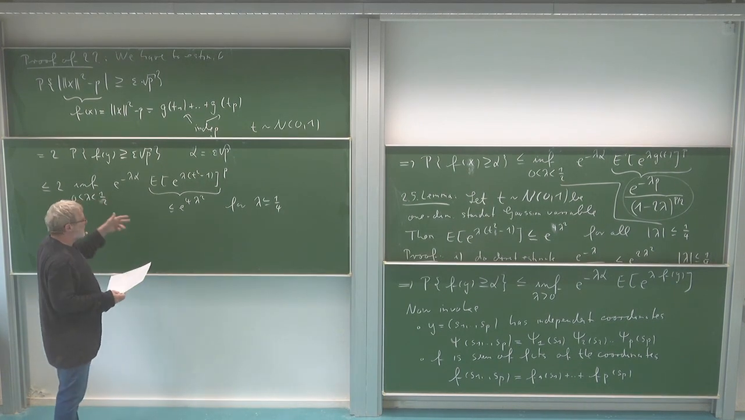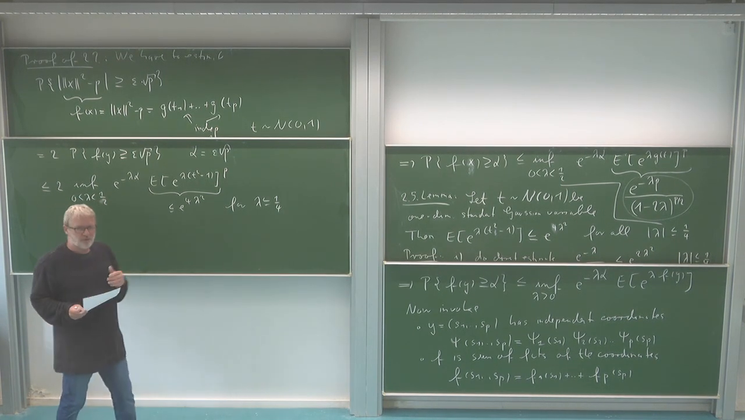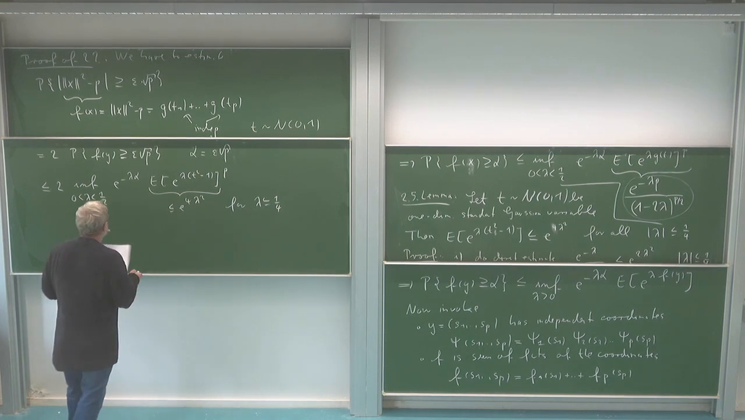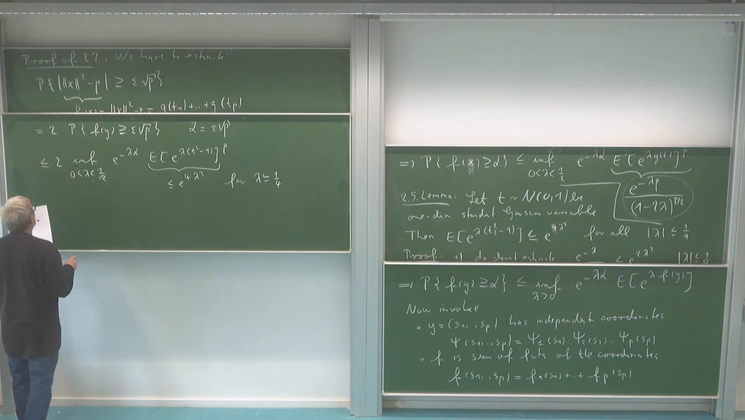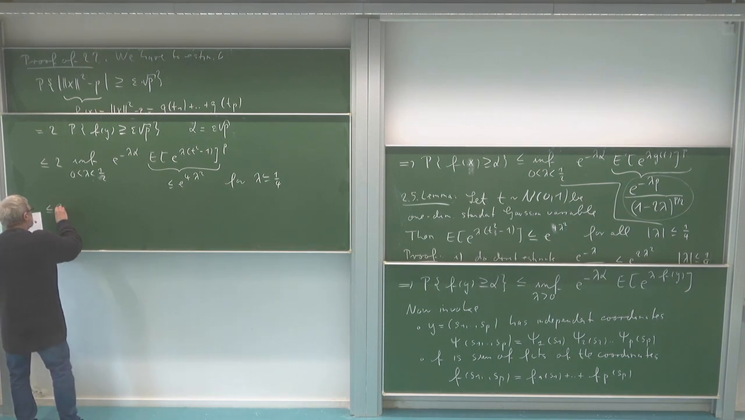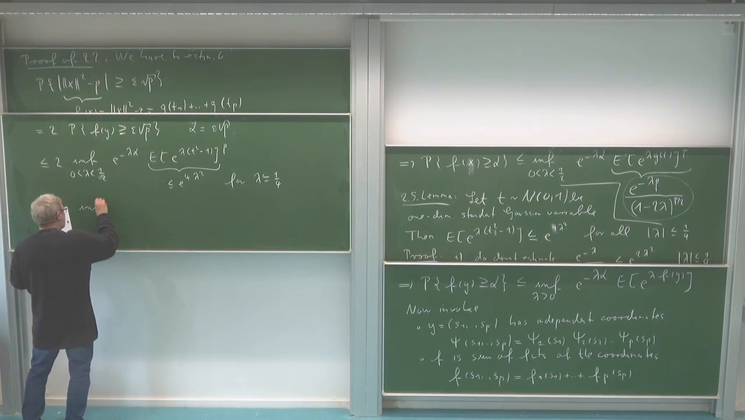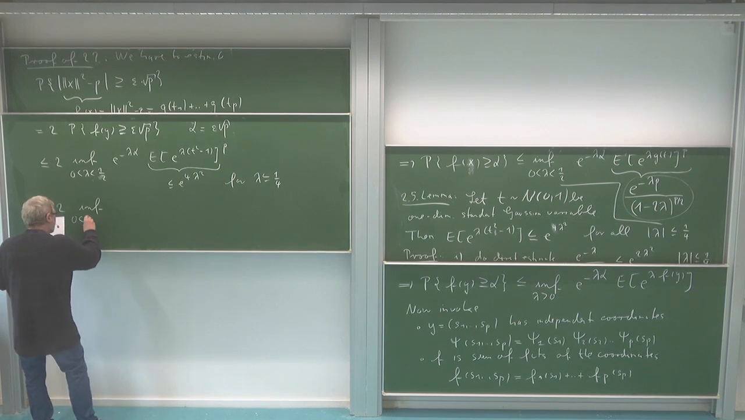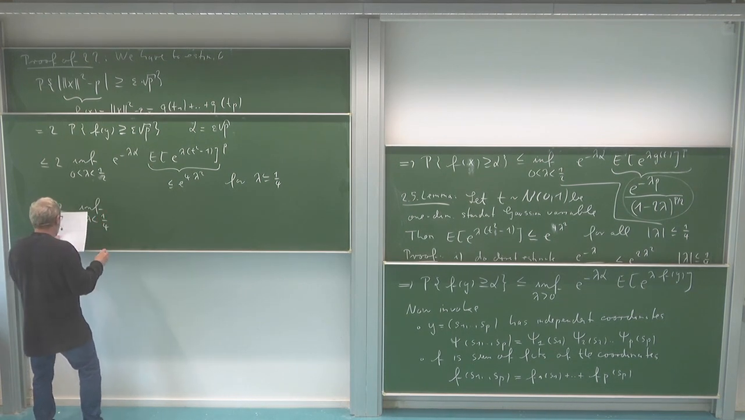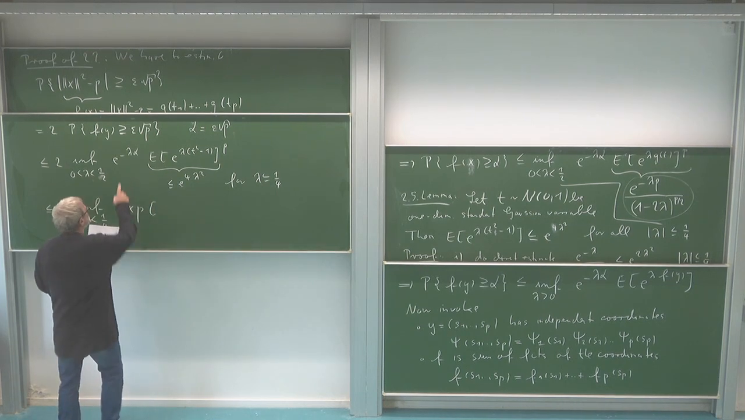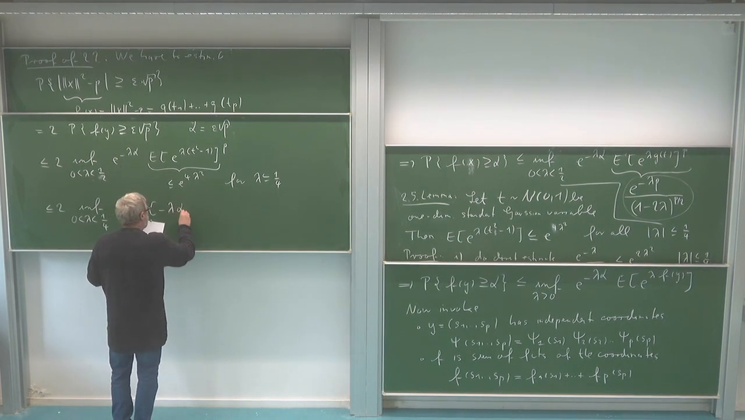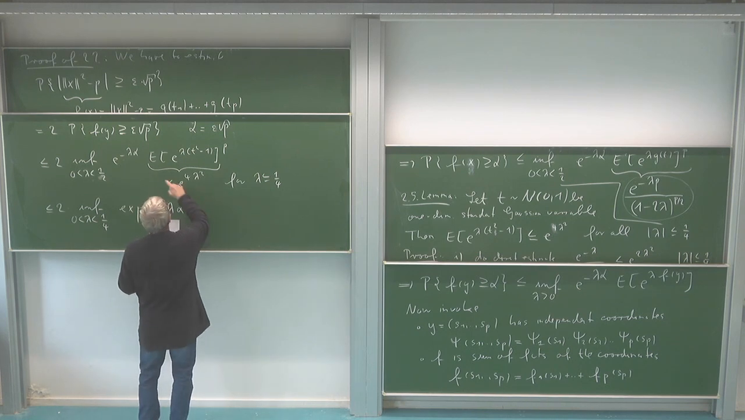So lambda between 1/4 and 1/2 I cannot use, they don't give anything meaningful. So I have to look here in the domain between 0 and 1 over 4. So it's 2 times the infimum for lambda between 0 and 1 over 4. And then I have here now an exponential. Here I have minus lambda alpha, and here I have plus 4 lambda squared.